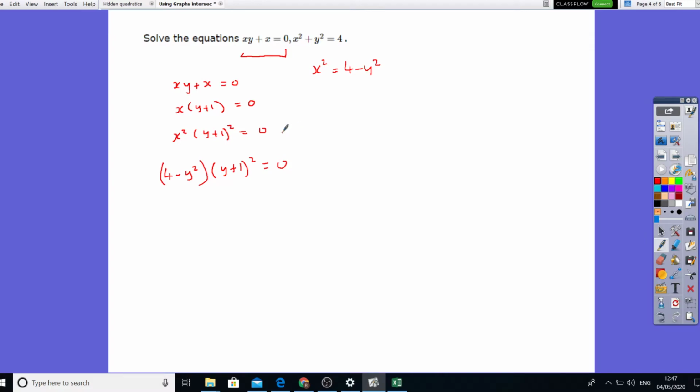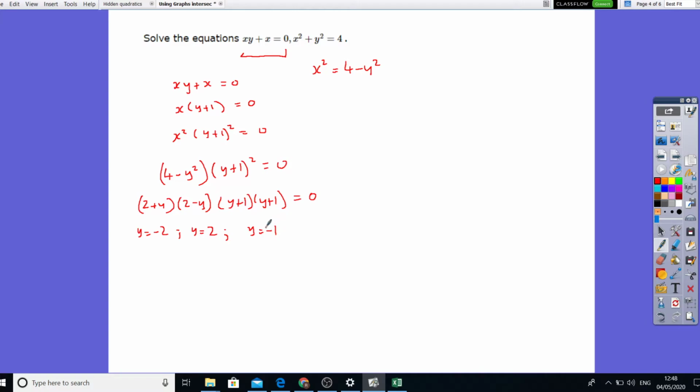Let's just have a go at this. I think there might be a few different solutions here. I can factorize this, and that is a difference between two squares. So I've got 2 plus y and 2 minus y. This is a double root, so I've got (y plus 1) times (y plus 1). So the y values I can have: y can equal minus 2, and here y can equal 2, and this is a double root, so y will equal minus 1.